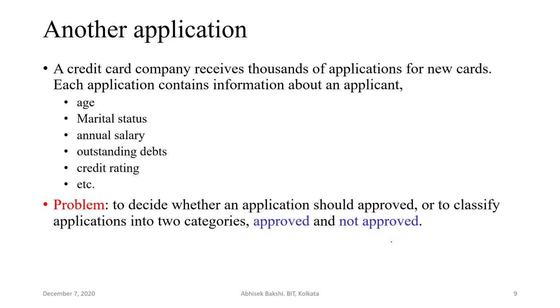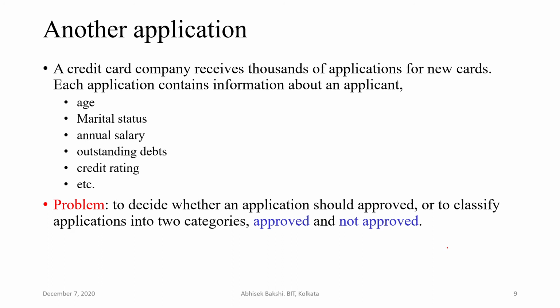Consider another example: a credit company receives thousands of applications for new credit cards. Now all the applications contain information like age, marital status, annual salary, outstanding debts, and many more. The problem is that I have to decide whether an application should be approved. I mean, whether the applicant should get a new credit card or not.